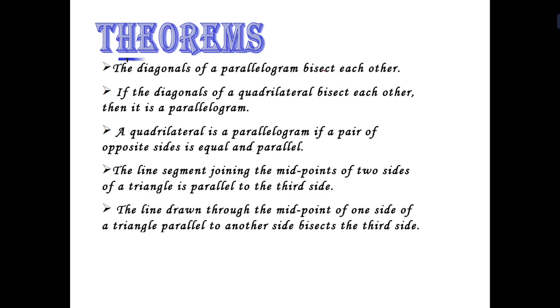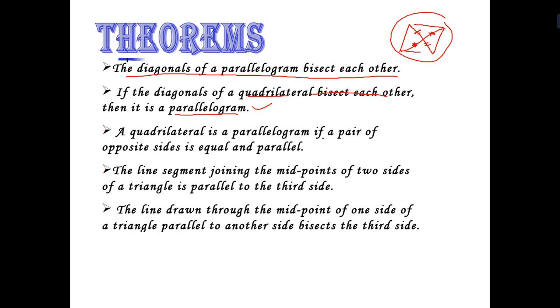Diagonals of a parallelogram bisect each other. Diagonals of a parallelogram bisect each other means they divide into two equal parts. It is called bisect. If the diagonals of a quadrilateral bisect each other, it is a parallelogram. Again, diagonals of a parallelogram bisect each other. One of the figures is here. We can say if the diagonals of a quadrilateral bisect each other, then it is a parallelogram.